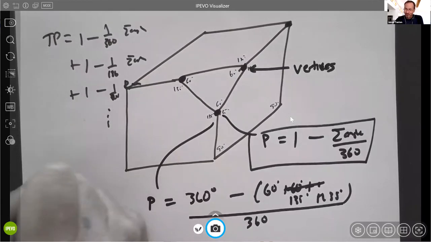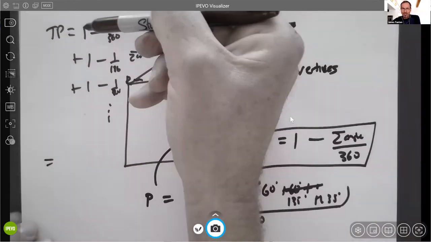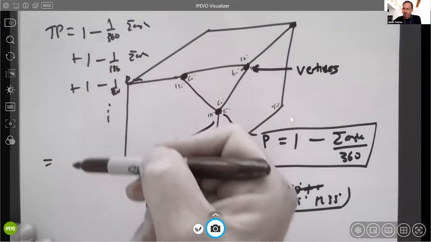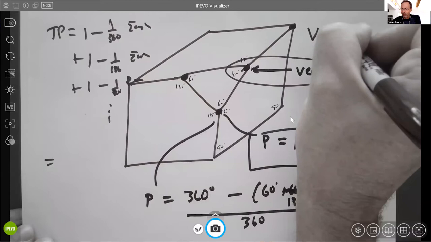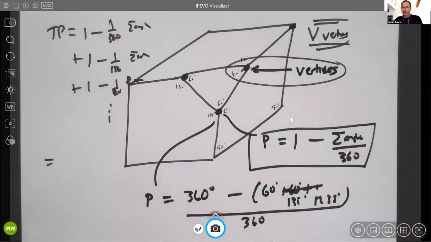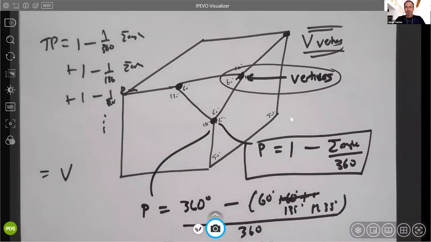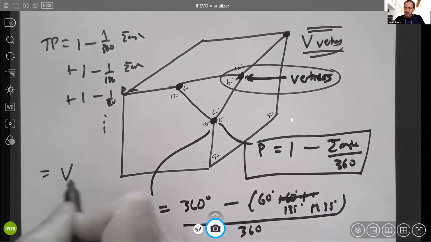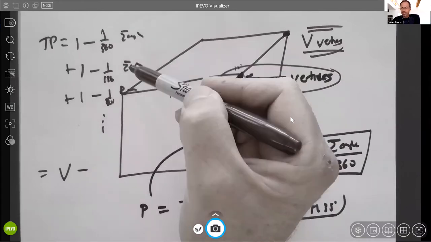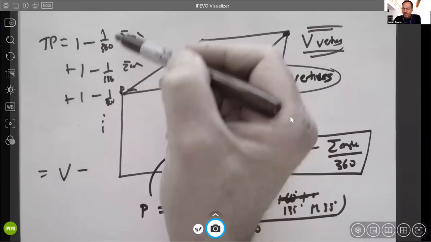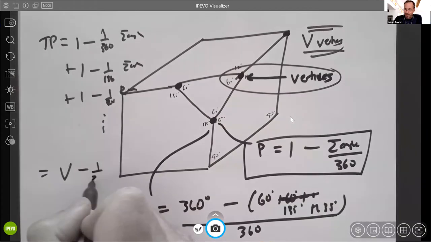Oh, think about this. 1 + 1 + 1 + 1 for each corner. Let's suppose there are V vertices, just like the article did in homework. If there are V of these corners, I'm adding the number one V times, I'll get V, minus 1/360 of some of those angles, and some of those angles, and one of those angles. Sum up all these, I get a common factor of 1/360.